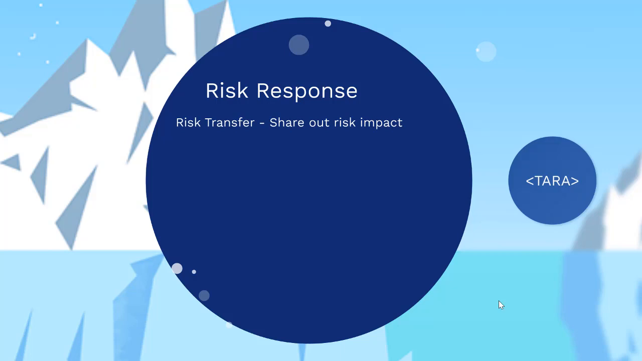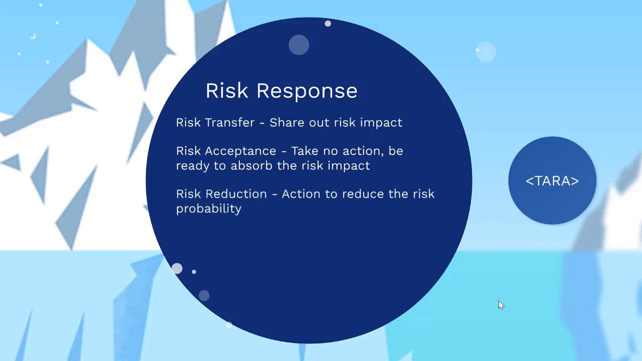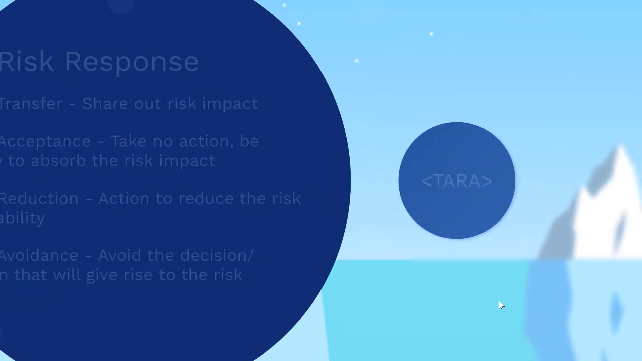Now, there are 4 ways or 4 strategies. You can call this a risk management strategy. First is transfer of risk. Basically, transfer is to share out the impact, like buying insurance. Risk acceptance. Accepting a risk means you're not going to do anything, so you're ready to absorb the impact the moment the risk materializes. Reduction is basically a minimization of the risk probability, for example, internal controls. And then avoidance is basically to avoid decisions or actions that will give rise to the risk. Now, this is what we often call the TARA framework.